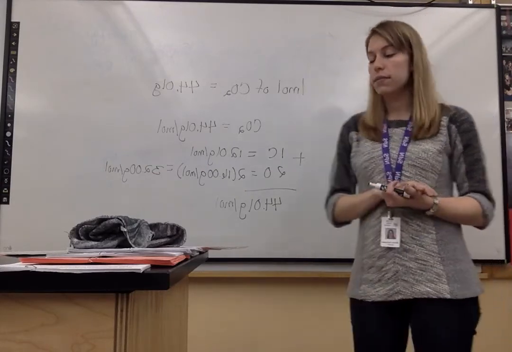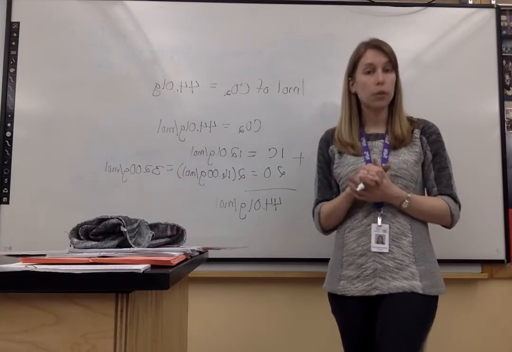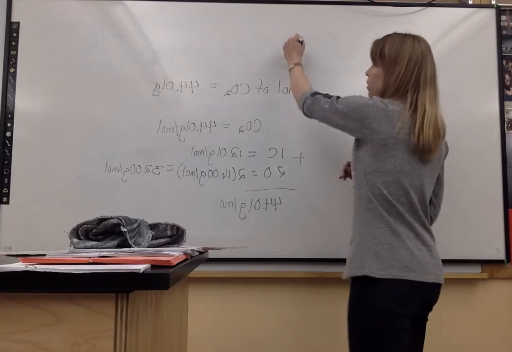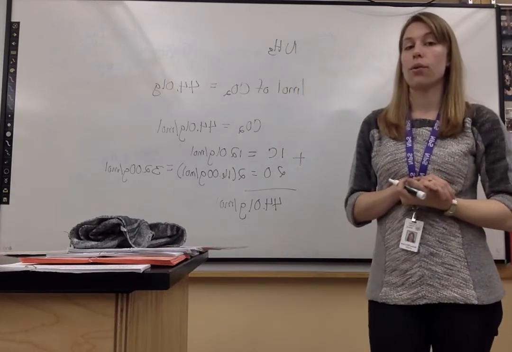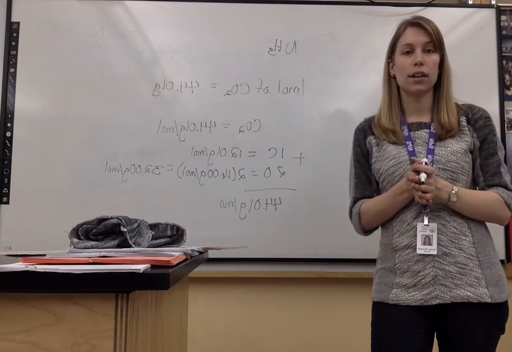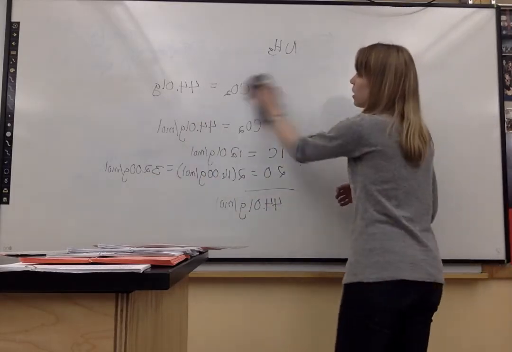So why don't you guys give this a shot? Try to figure out the molar mass of ammonia. The molecular formula for ammonia is NH3. So why don't you pause the video, go ahead and try and figure that out. Okay, so I hope you guys gave this a good shot.